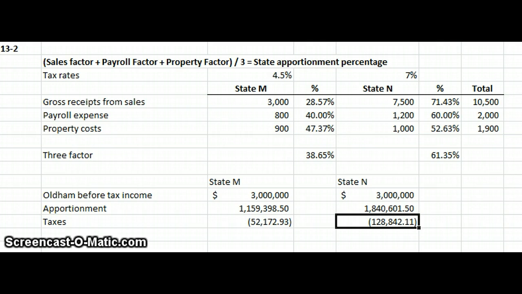So that is how we calculate my percentages here. And if you have rounding, that's all right too. You could have little rounding differences there, but that is how we calculate my taxes on my different apportionment using the UDITPA allocation method.